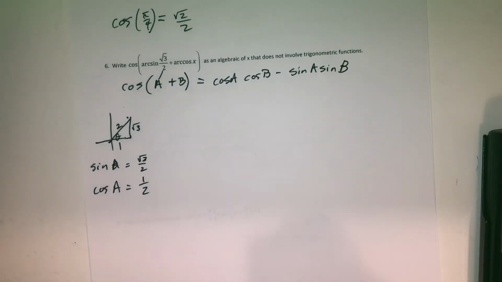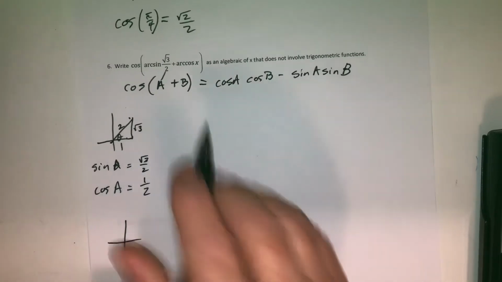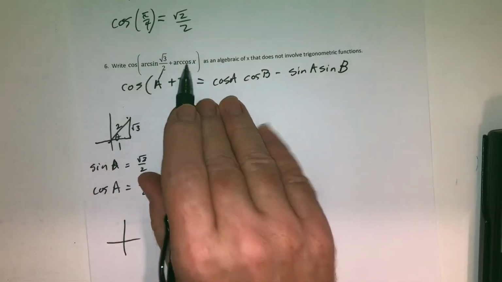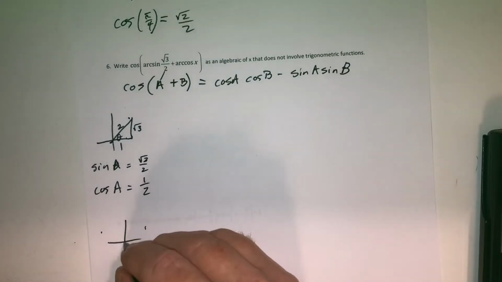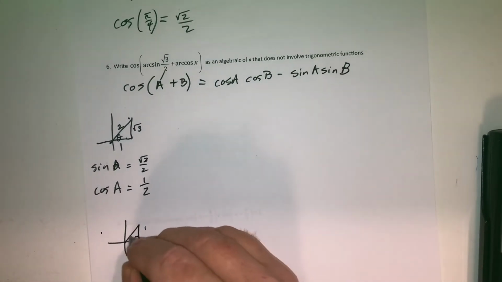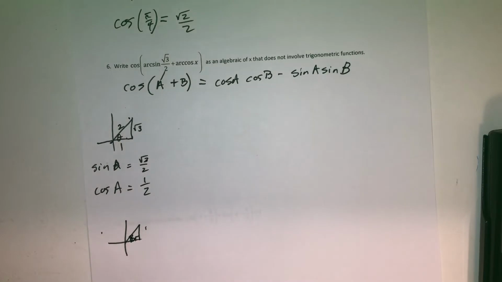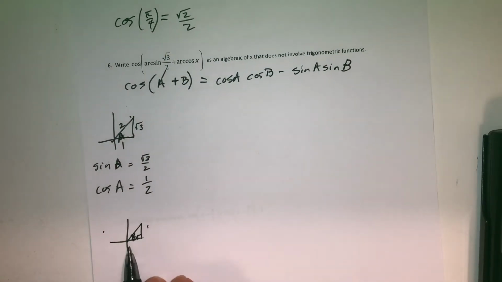Now let's talk about B for just a moment. If we're talking about angle B, the inverse cosine is defined in the first and the second quadrants. It would be positive in the first quadrant. So we'll put beta right here. I probably should have put alpha there instead of theta. We'll put beta here.